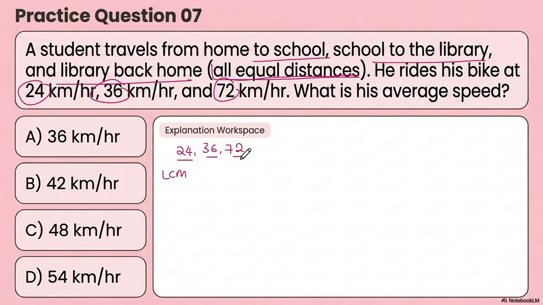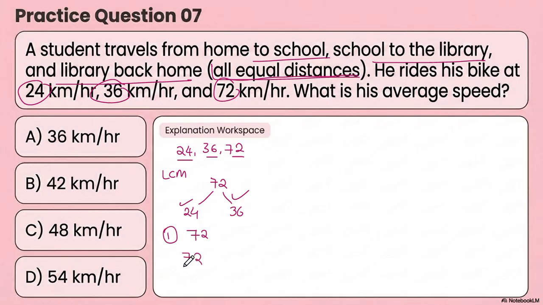So what is the biggest number here? 72. Now check, 24 divides 72? Yes. Does 36 divide 72? Yes. So 72 is our LCM. Okay. So the first part is done. Now next, find out the time interval.